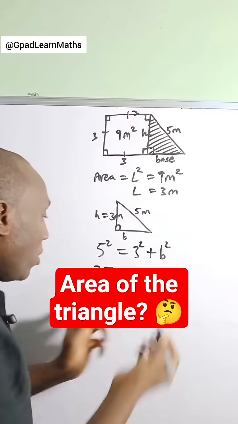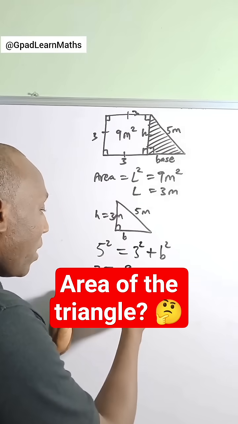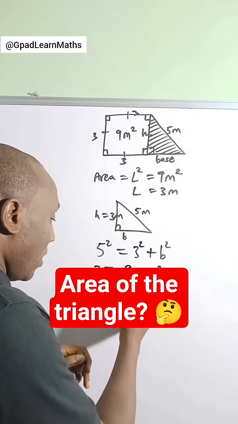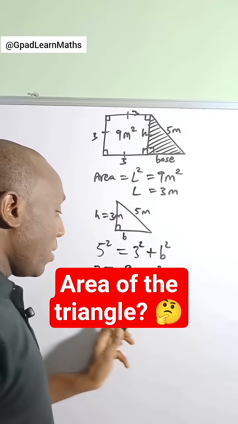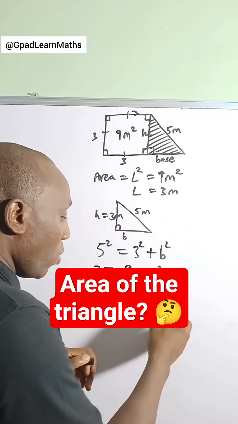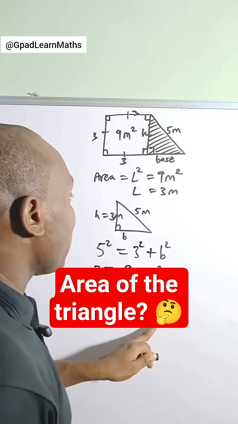3 squared is what? 9. When you transpose it to the left hand side, you get minus 9. That's B squared. 25 minus 9 is what? 16. That's equal to B squared. Take the square root of both sides to get the base. That's what? 4. So the base is 4 meters.